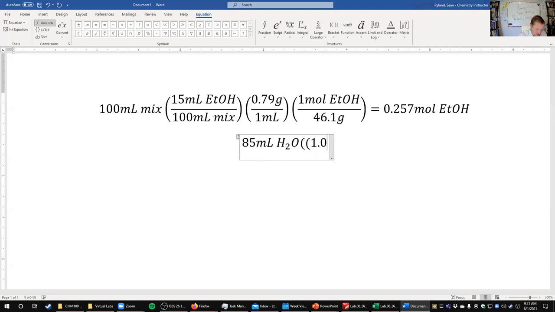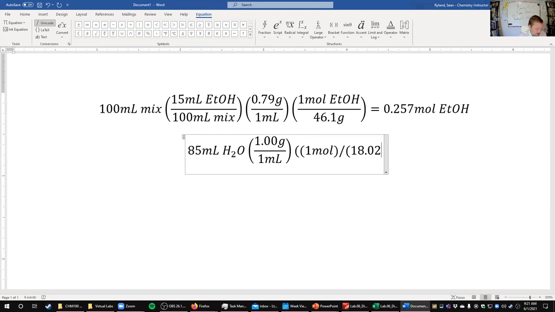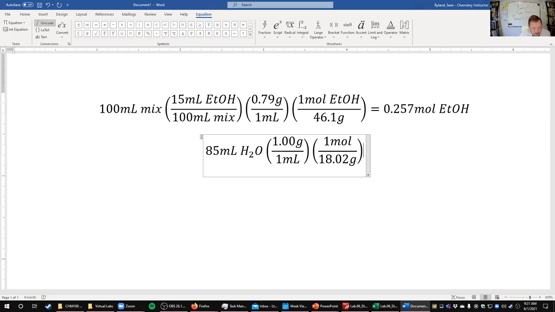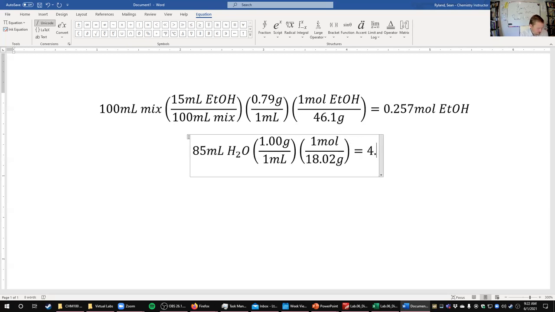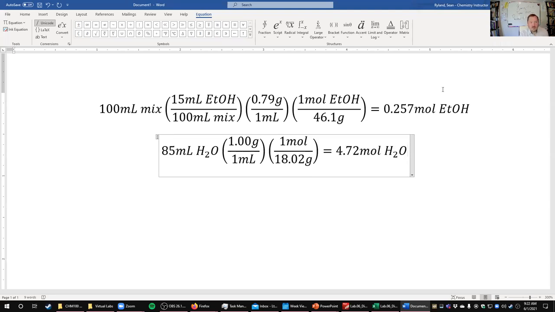And for every 1 milliliter of water, it's 1.0 grams of water. Use the molecular weight of water, 1 mole. We get 4.7 moles of water. We take 0.257 divided by 4.72 plus 0.257.